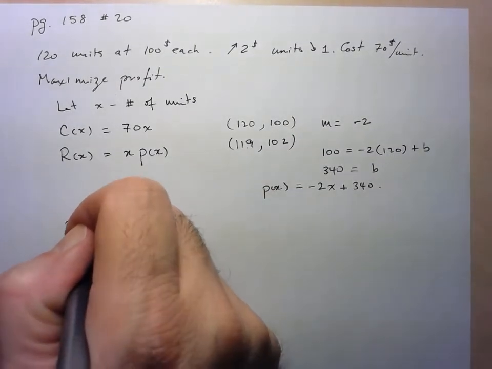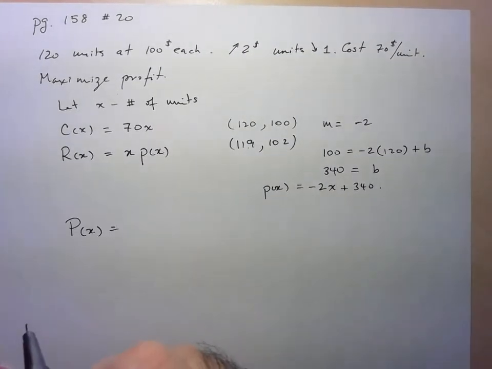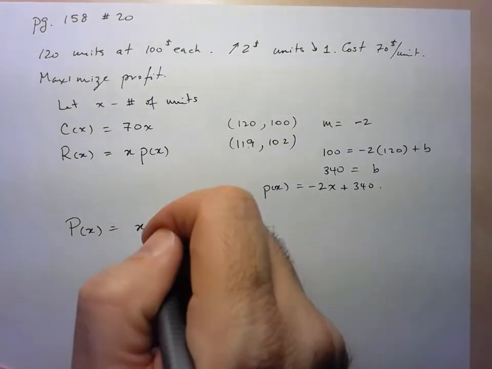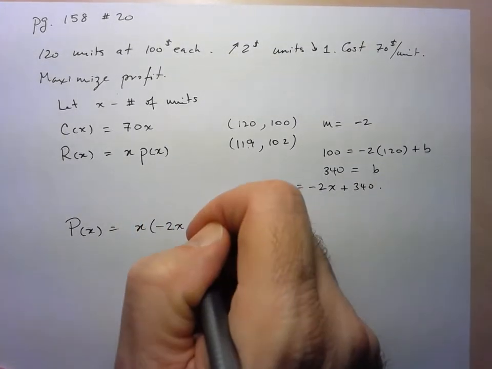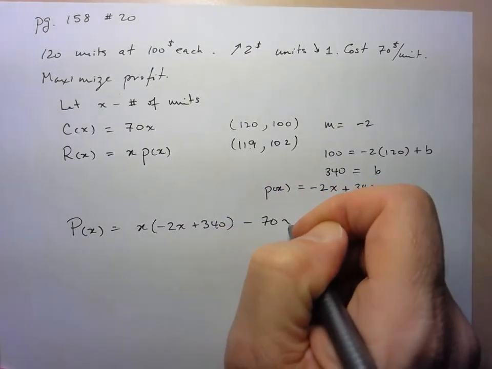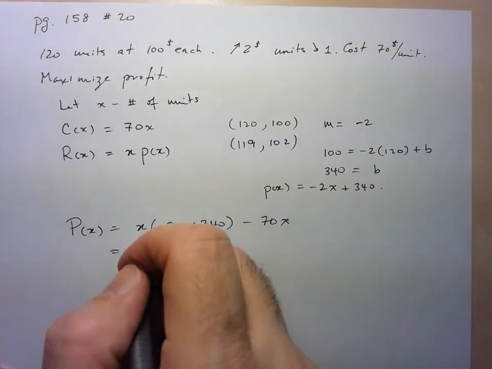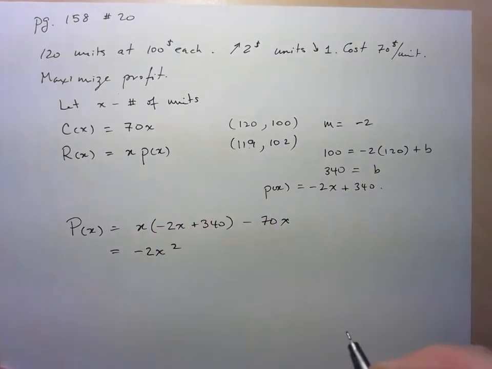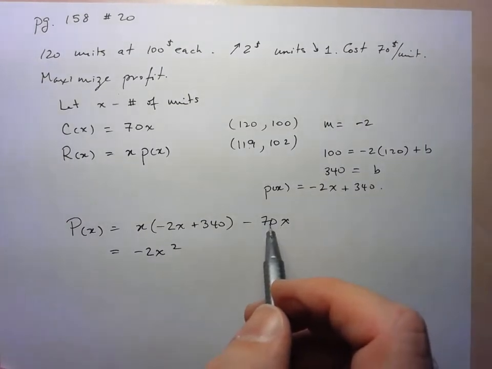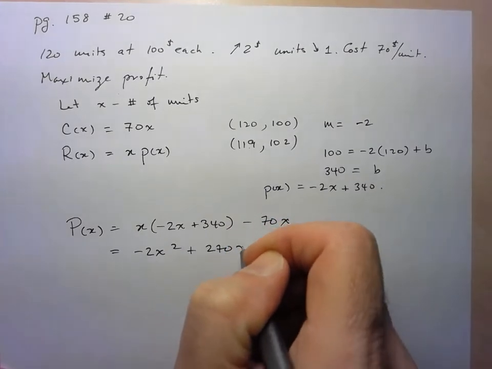Now we can put this all into the profit equation, which is what we're trying to maximize. P of x we know is the revenue minus cost. The revenue is just x times p of x, so x times negative 2x plus 340, and then minus the cost, which we said was just 70x. Let's simplify this. We get negative 2x squared, and then 340x minus 70x, so that'll be plus 270x.